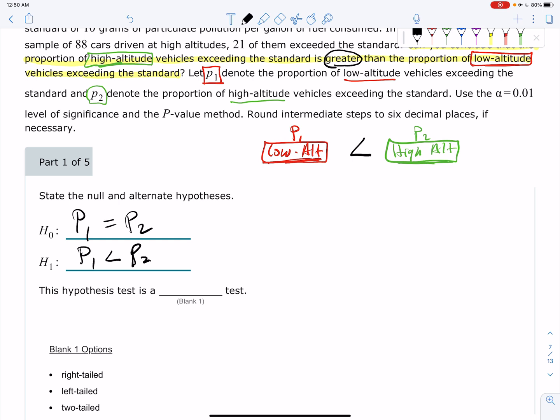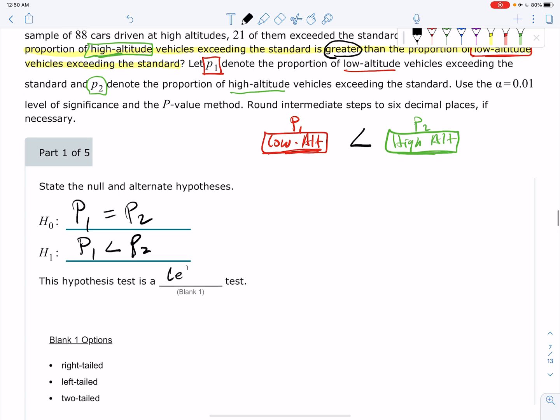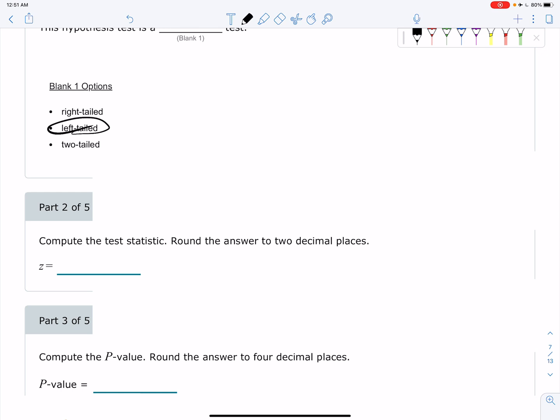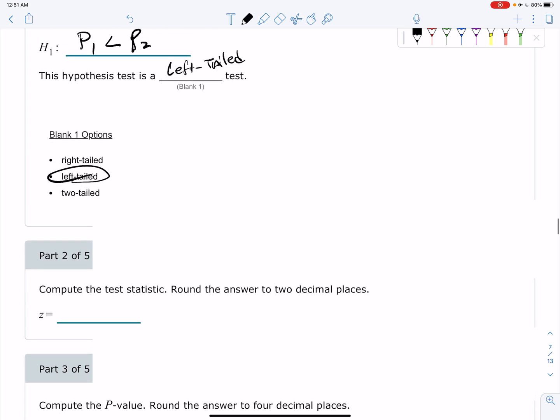Okay, now, this is P sub 1 is less than P sub 2. It's less than, so this is a left-tailed test. Compute the test statistic. All right. I guess I'll show all that again.